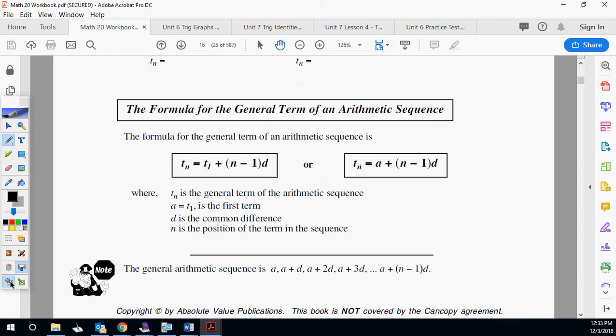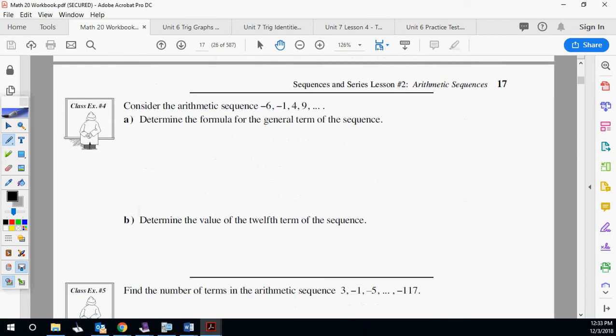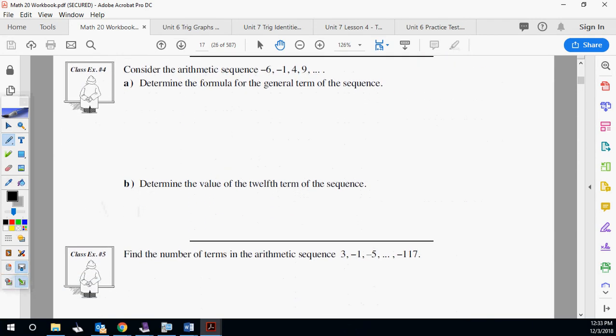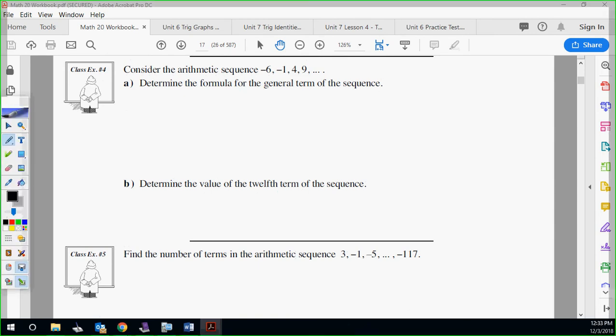Okay, so there they are. Consider the arithmetic sequence -6, -1, 4, 9. Determine the formula for the general term of the sequence. So we're trying to figure out what it would be with a and d in there.